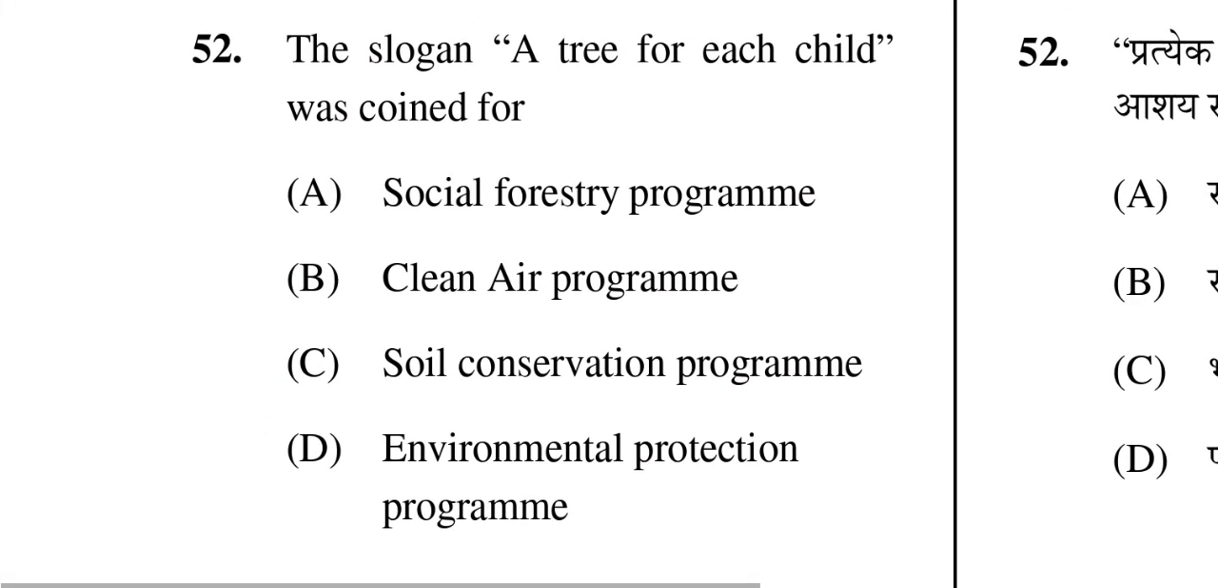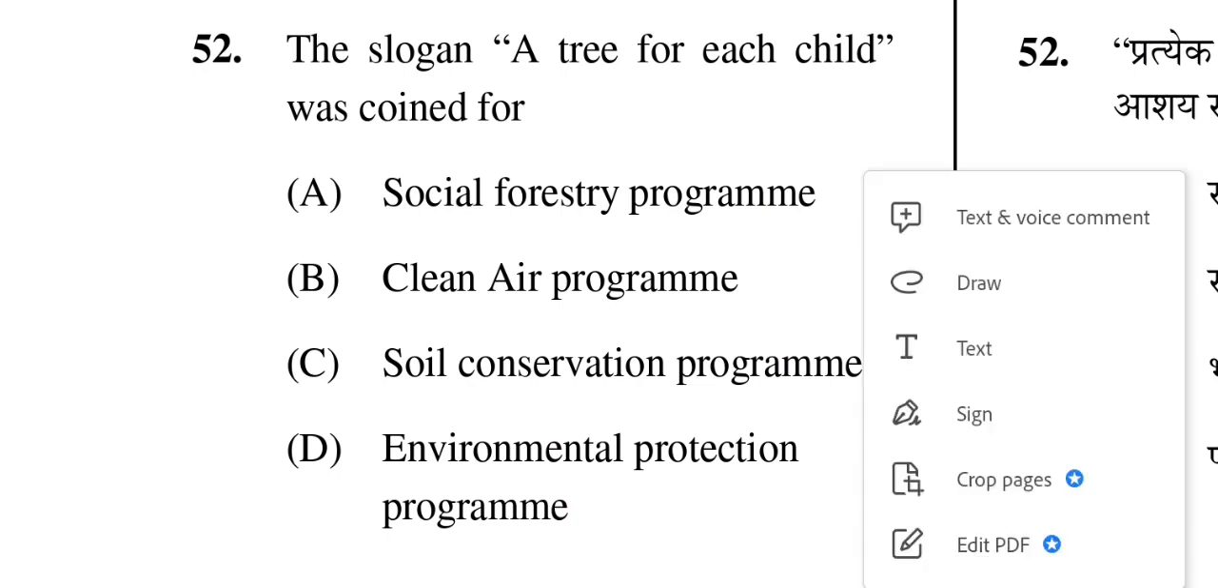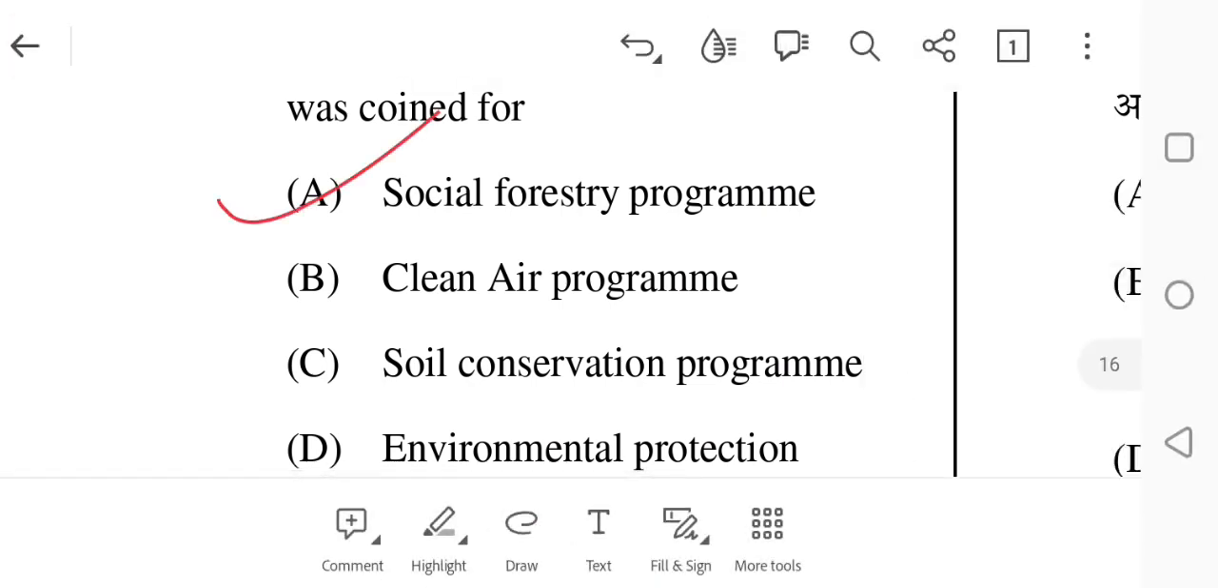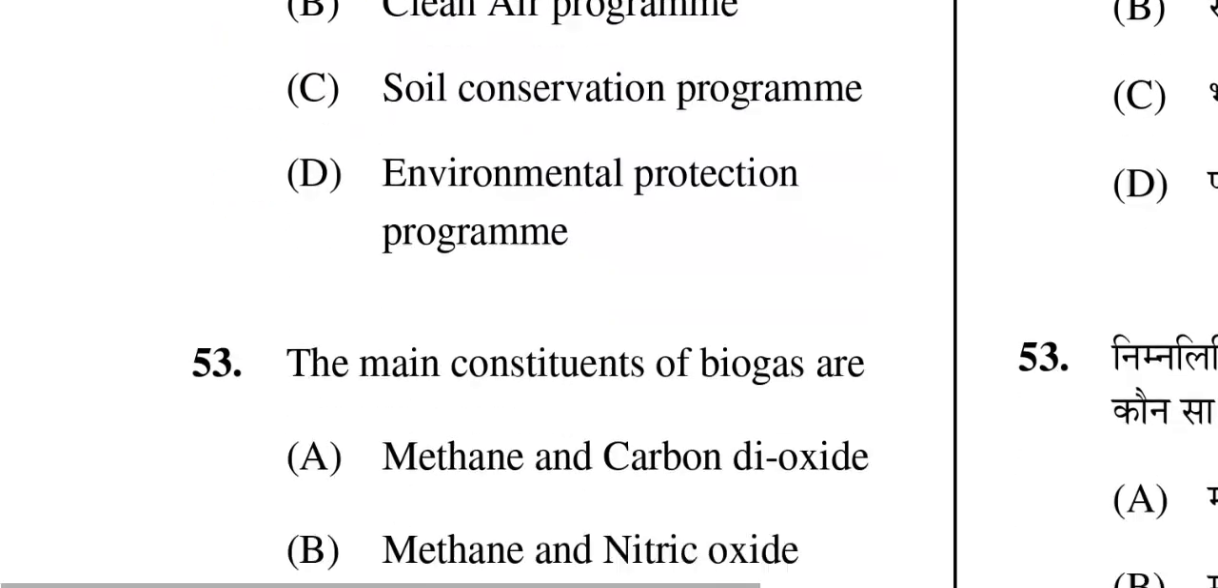Now 52. The slogan "A tree for each child," a tree for each child, this is a slogan, was coined for what? Social forestry program, clean air program, social conservation program, environmental protection program. 52. Correct answer will be A, social forestry program. This was the program for what the slogan called "A tree for each child" was coined.